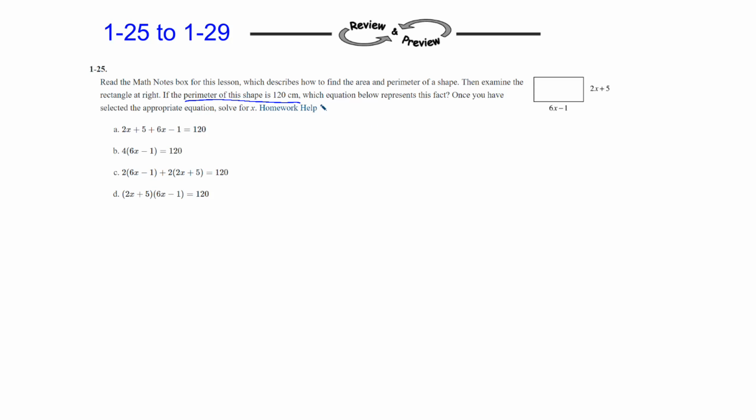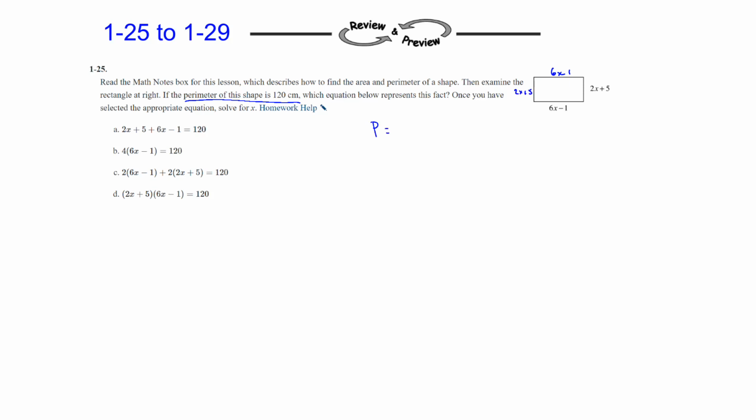So when you go back and read the math notes box in this section 1.1.3, it talks about the perimeter of a two-dimensional figure being the distance around its exterior on a flat surface. It is the total length of the boundary that encloses the interior region. So the perimeter means that we need to add up all of the sides of this rectangle.